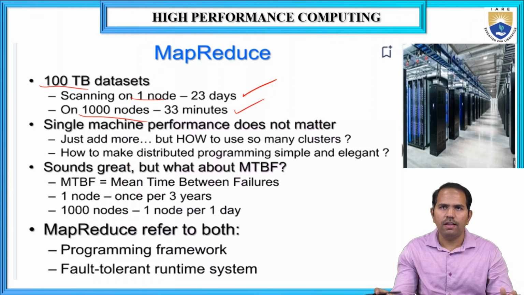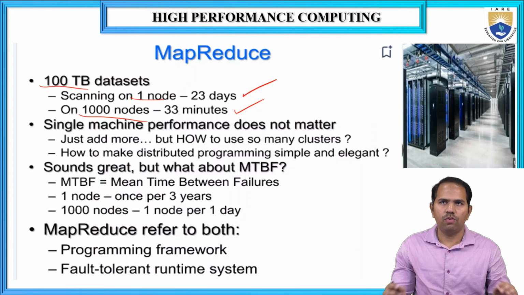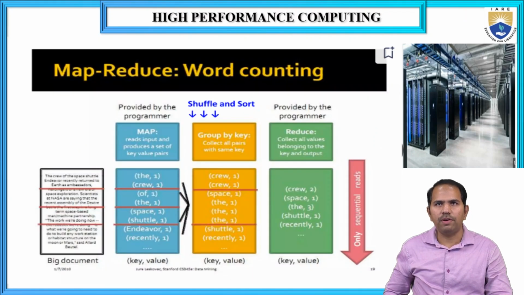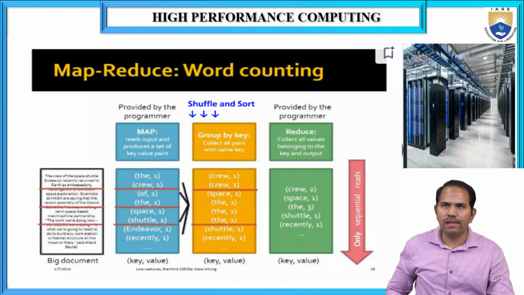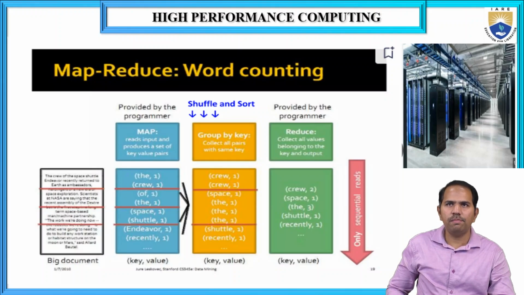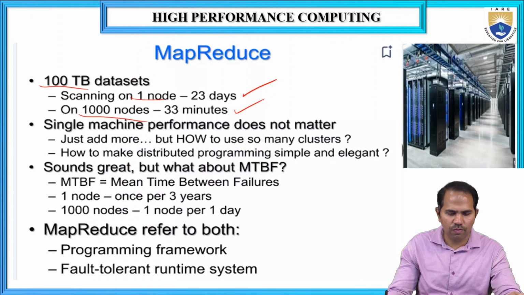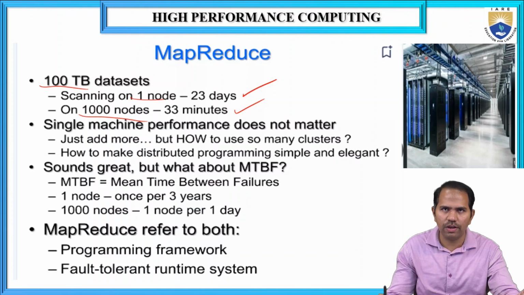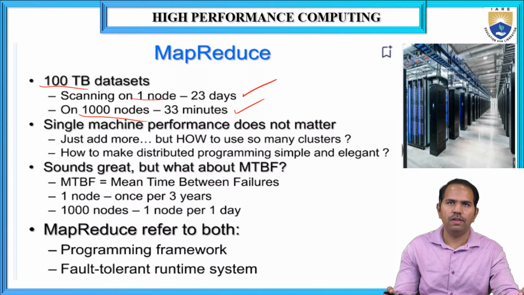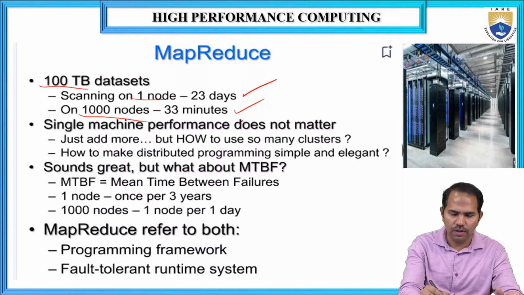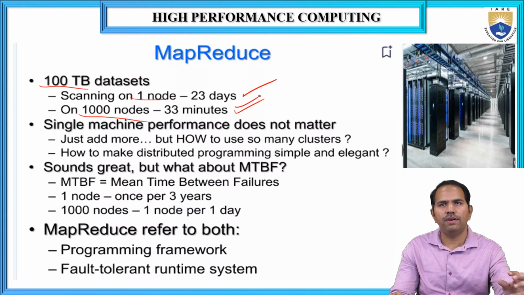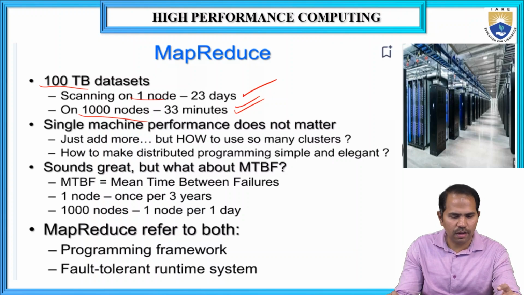MapReduce means the total document is divided into categories: it is map, group by key, then reduce. This is the mechanism applied in MapReduce. Scanning 100 terabytes of data on one node takes 23 days. But with 100 nodes grouped into a cluster, it takes 33 minutes, approximately half an hour, to complete the 100 TB data set.